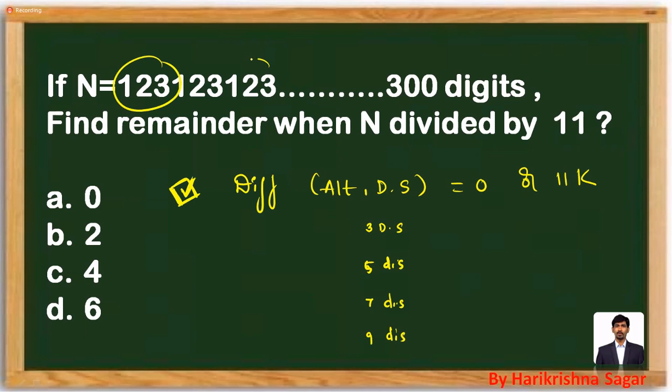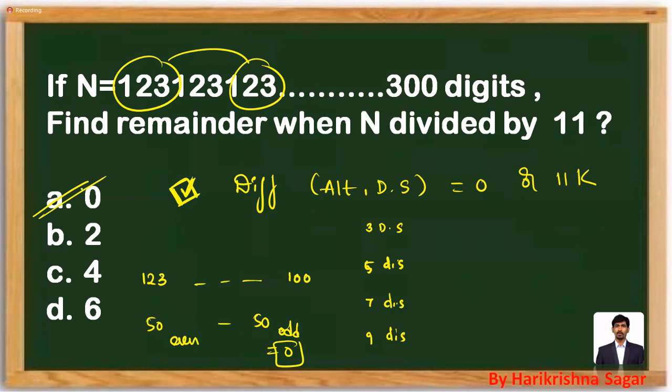So here I am taking three digits at a time. Alternately, 123 will come for 100 times in the 300 digits. So 50 123s are in even place, and 50 123s are in odd place. The difference of this is going to be 0. So we can say the remainder is going to be 0 when we divide with 11. Not only the difference of 1 digit, it can be 1 digit, 3 digits, 5 digits or 7 digits. Like that you can find the value.